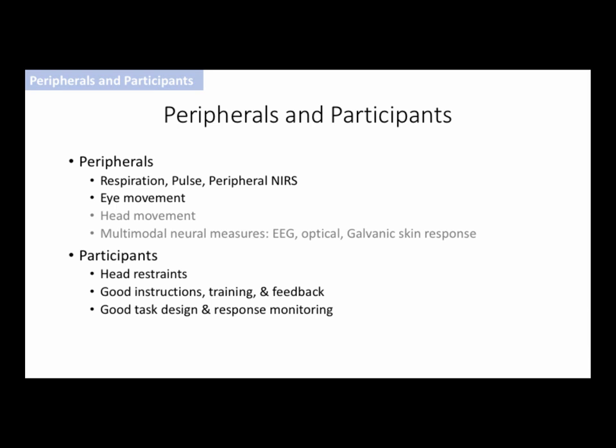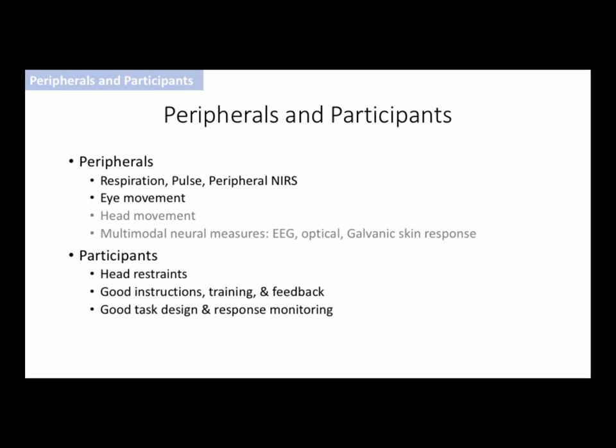The next big section I'm going to cover is peripherals and participants. And like I said, I'm going to sample a little bit here and a little bit there. For peripherals, I'm primarily going to focus on recording respiration and pulse and a little bit on eye movement. Areas that I'm not really covering for the peripherals part are head movement and other types of recording. I'll mention a little bit about head movement later.